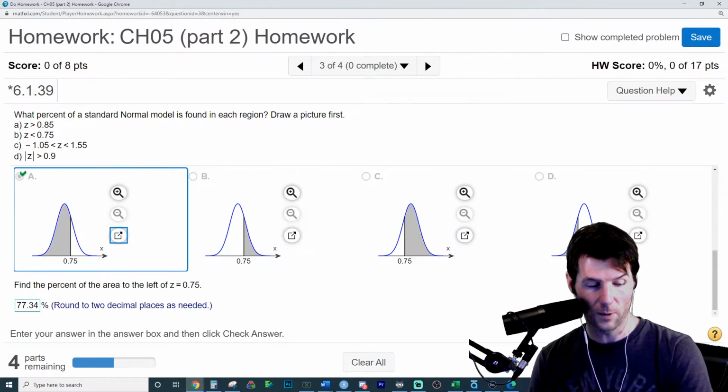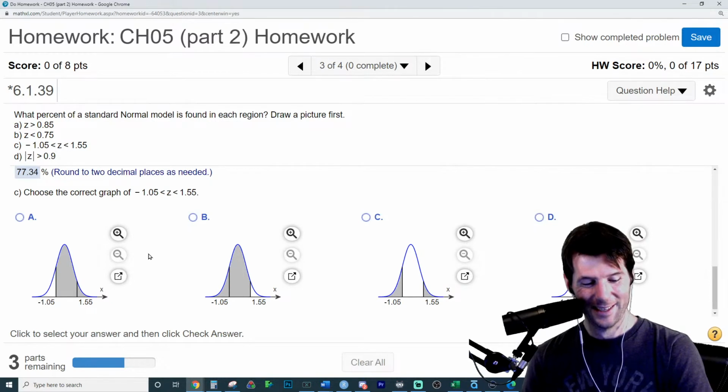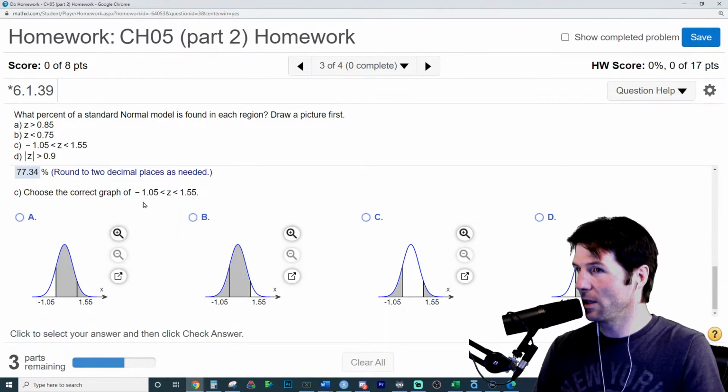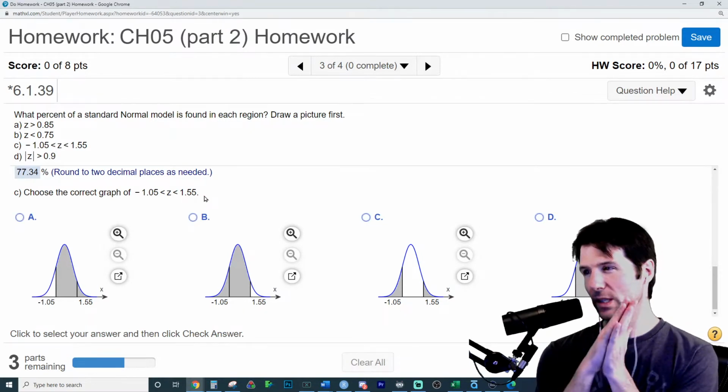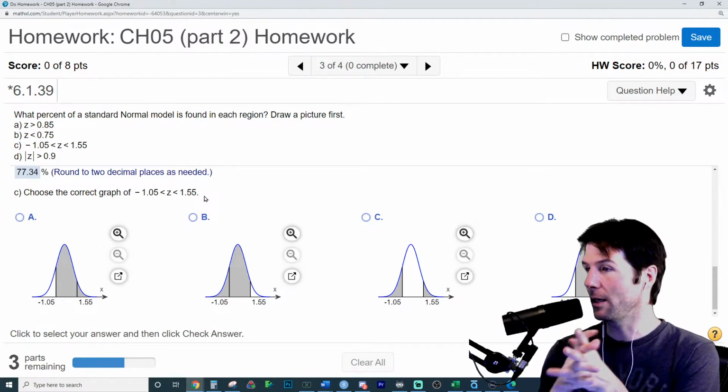Next one's also a tough one. Why do they do that to us? I'm going to get one wrong probably. Who knows? So now we want the area between. That's what it means. Z is contained between negative 1.05 to 1.55. Much harder one to guess. Much, much harder. Oh my gosh. What have they done to us?